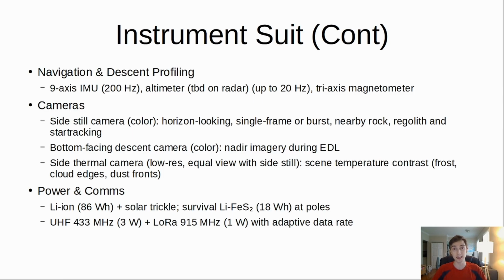We'll have a bottom-facing descent camera. This will look through our landing system, and that'll also be in color. And this will give us a lot of different imagery. It'll give us nadir imagery during the entry, descent, and landing section of this mission. Yes, we have orbiters that have magnificent cameras, like the NRO, but it's good to have more local footage live while recording.